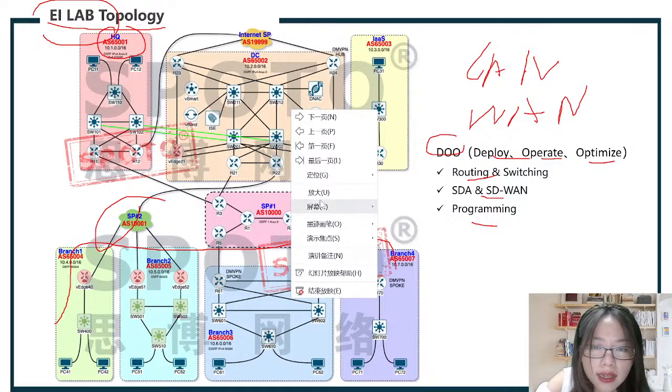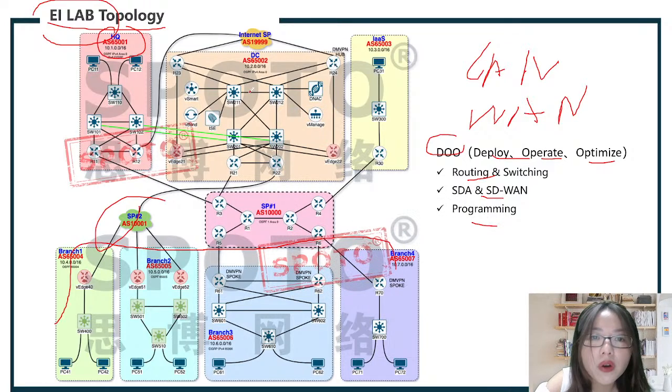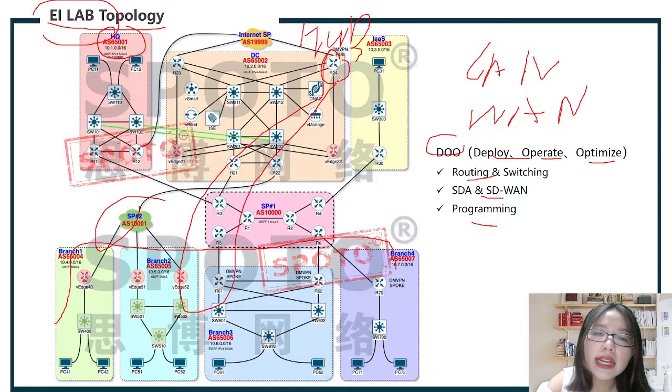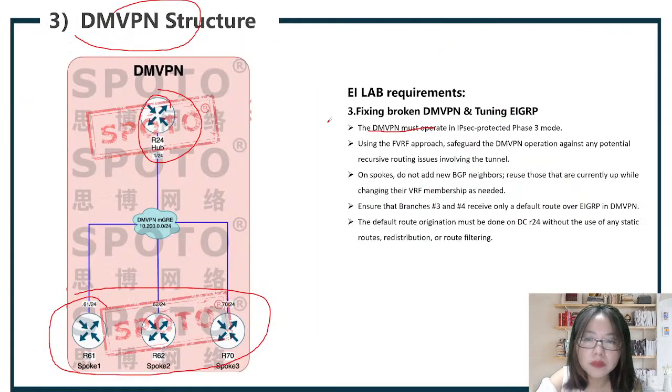We can see it. Let me draw it for you. You can see this is the hub. We should configure the DMVPN between these devices. Okay, so let's see it. DMVPN must operate in IPsec protected Phase 3 mode. Second, using the FVRF approach, safeguard the DMVPN operation against any potential recursive routing issues involving the tunnel.